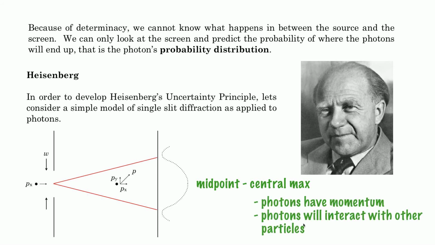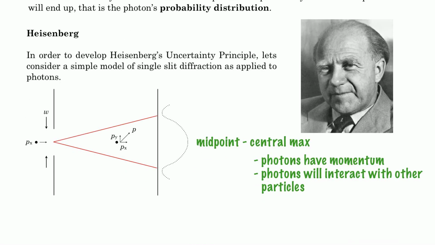Photons have momentum, and they will interact with other particles. So let's take a look at what happens to this photon when it interacts with the particles in the slit. All right, so here we go. They're deflected, so they pick up a little bit of momentum in the y direction.